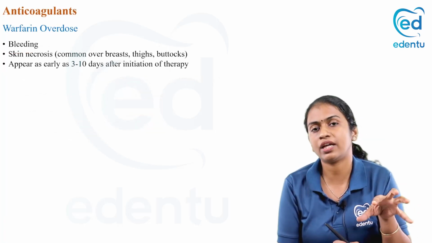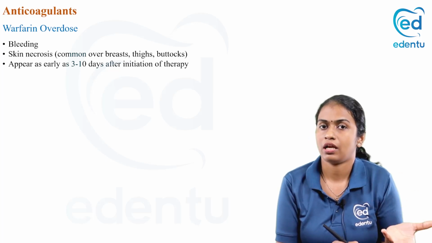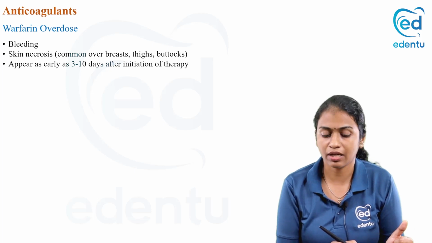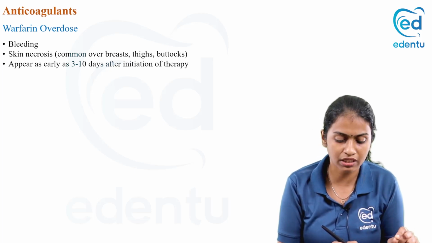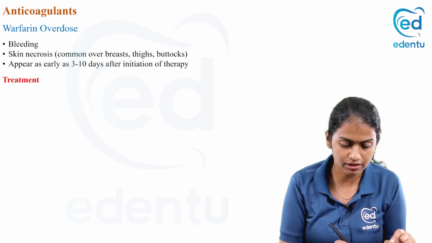And what is the main adverse effect, or what happens when there is overdose of warfarin? Any anticoagulant, bleeding is a side effect. Skin necrosis can happen, especially over breast, thighs, and buttocks. It can happen as early as 3 to 10 days after starting the therapy.